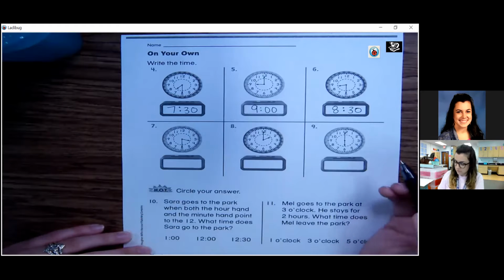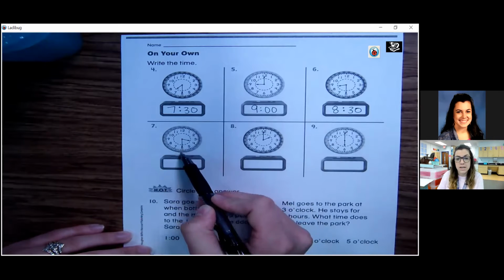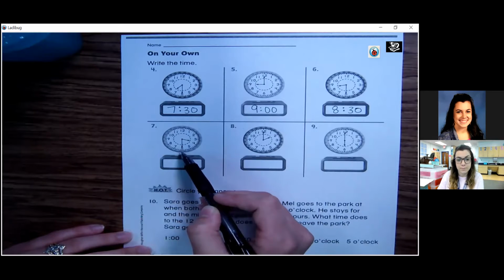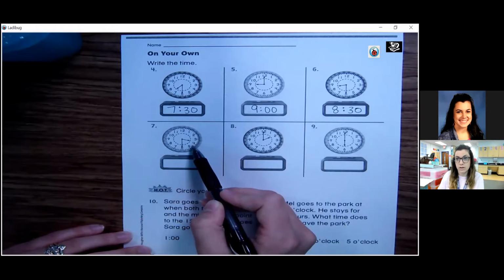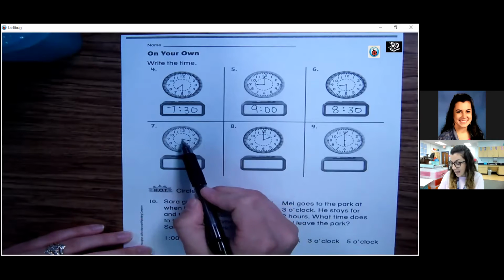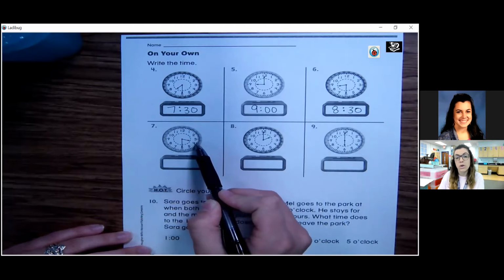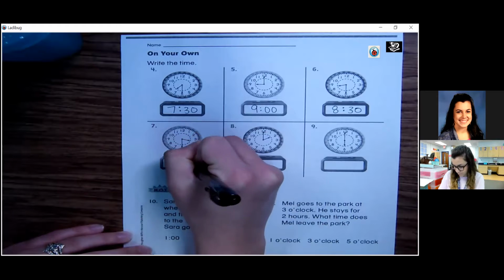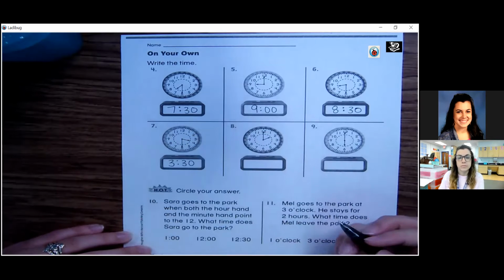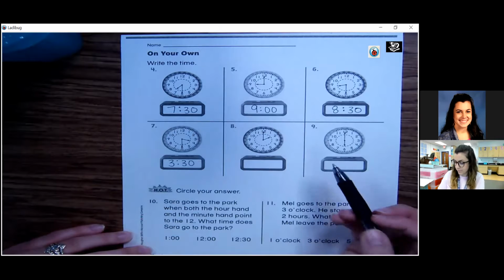Let's look at number 7. Going to check out my minute hand again. I see that it's pointing at the 6, so I'm going to be telling time to the half hour. Our hour hand is pointing between the numbers 3 and 4, which means it's half past 3 or 3:30. Great job, guys.